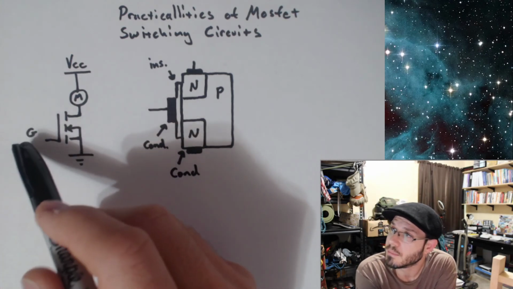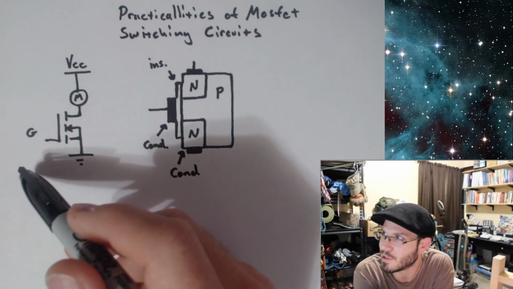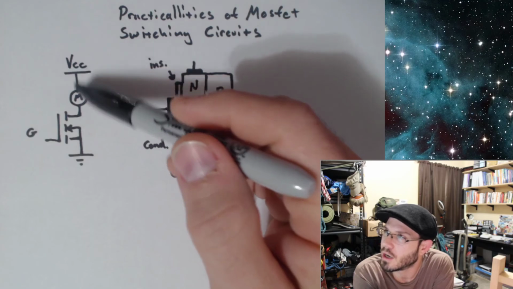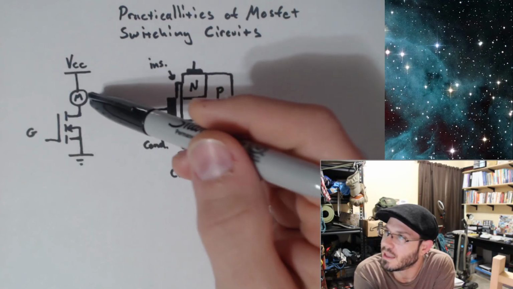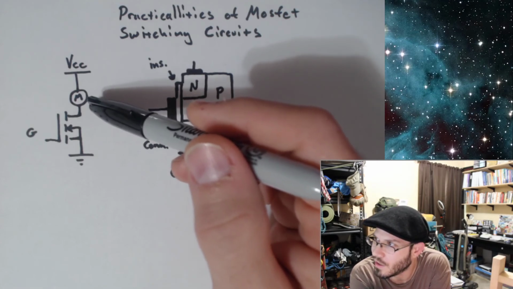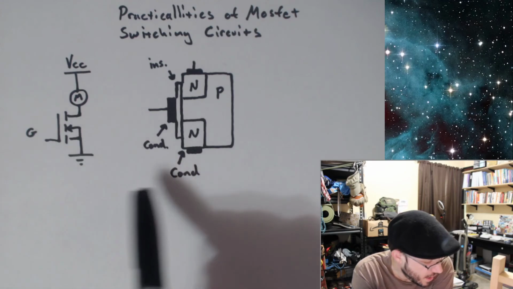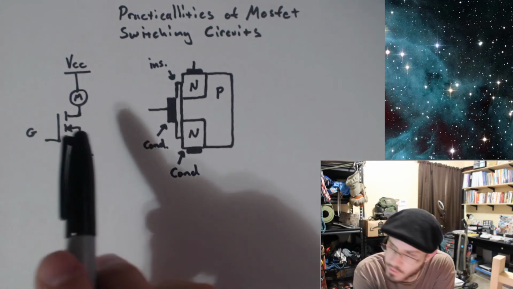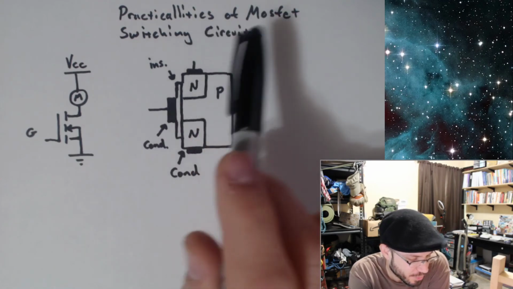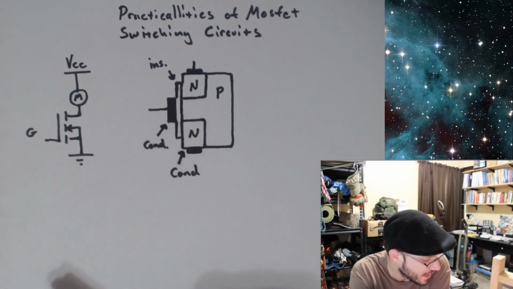You would use some type of digital device like a microcontroller, FPGA, or some digital logic to control the current that's flowing through our load. In this example, I'm just using a motor, and so we would want to turn this on and off. We calculated this last time. What I want to cover today is a couple of practicalities of using a MOSFET in this example.